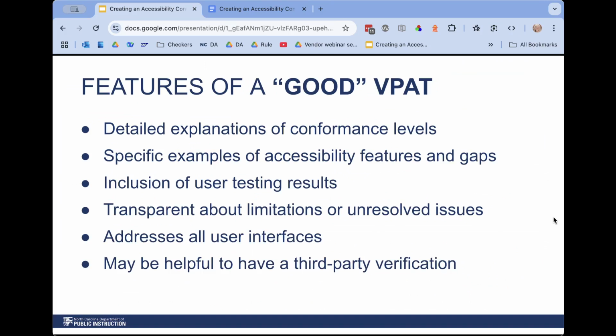Maybe the better term is effective. Here we go again: details as much as possible. It's specific examples, not just of what meets the standard, but where your gaps are. Letting me know what your user testing, or whatever your feedback loop is for users with disabilities, and letting me know the results of that testing.